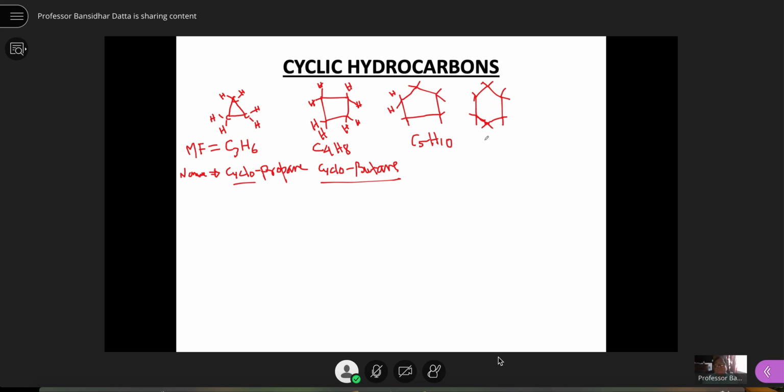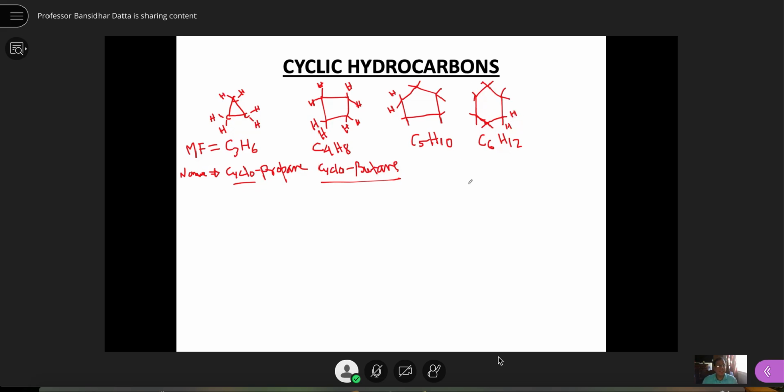Name? Cyclopentane. Yeah, absolutely right. Please write this down. Cyclopentane. And then cyclohexane. Cyclohexane. These are all hydrogens. I'm not writing all of them, so please write them down. They're all hydrogens.